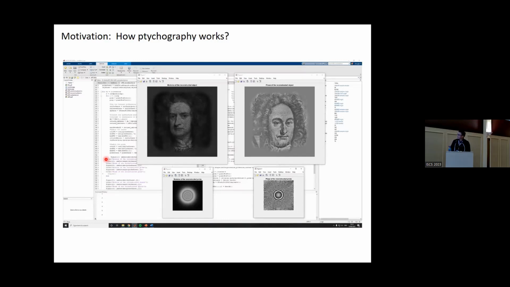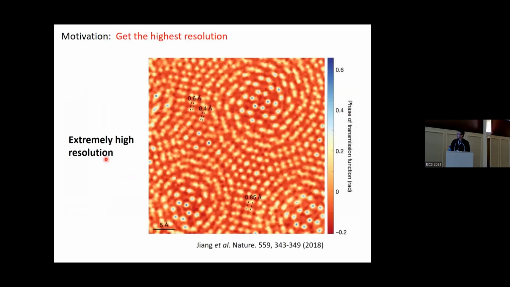Yes, so in the end, we have Newton and Leibniz from both modulus and phase. So ptychography has been proven to be a very powerful tool, and we can get extremely high resolution. It is work done by Jiang Yi from Cornell University, and they use a twisted bilayer molybdenum disulfide. They managed to distinguish 2 points that are merely 0.4 angstrom away from each other.